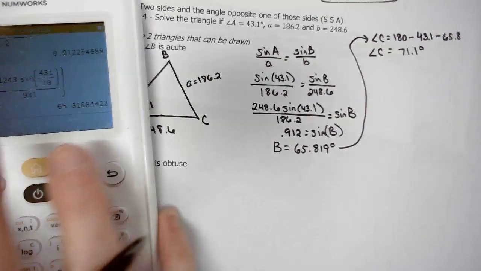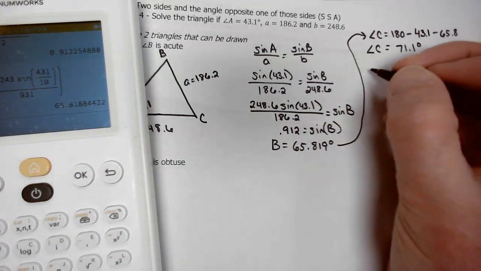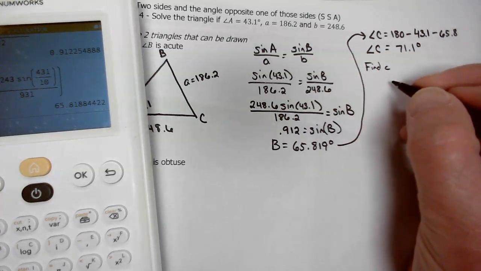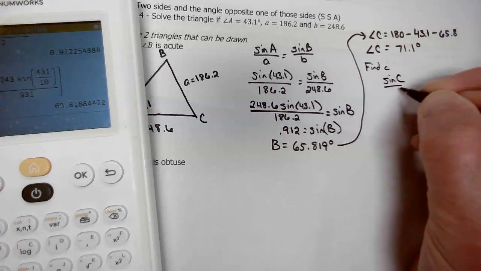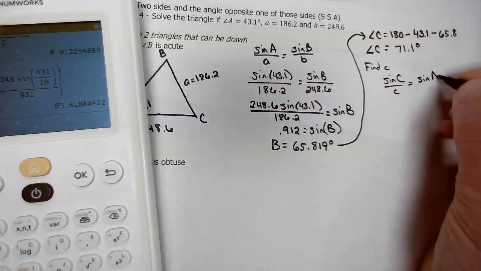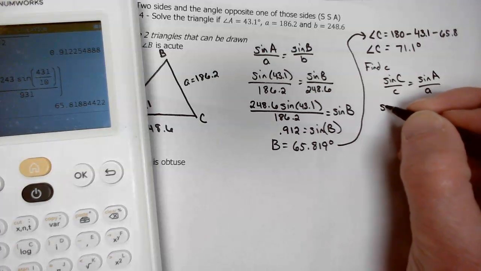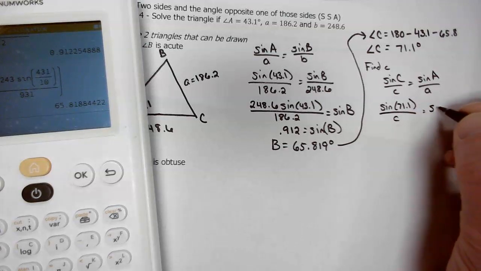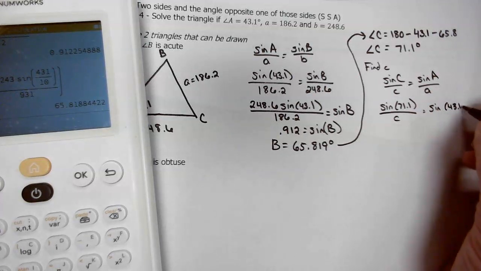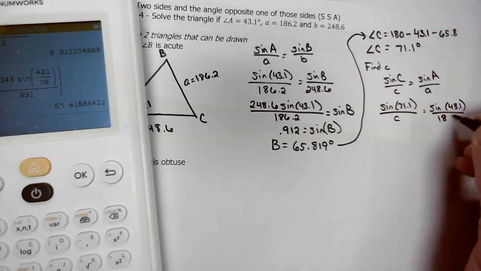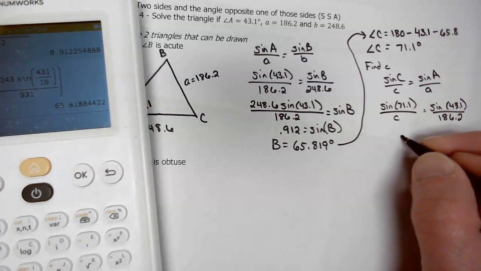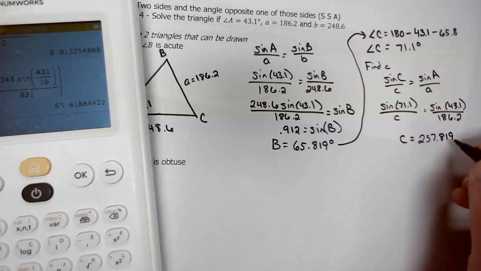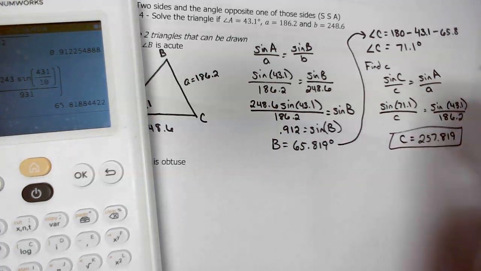I'm just kind of rounding up just to make it a little bit easier. And then we would try to find side C. So sine of big C over little c equals sine of big A over little a. And now we're back to doing what we've done before. And when you do your cross multiplying, you should get that side length. Now this is the one option.